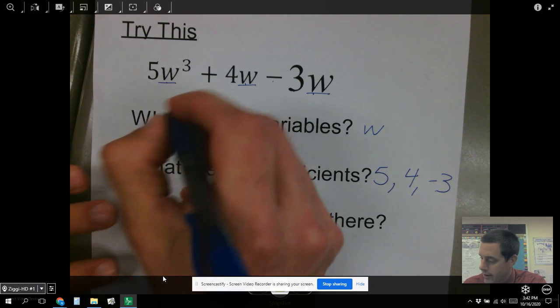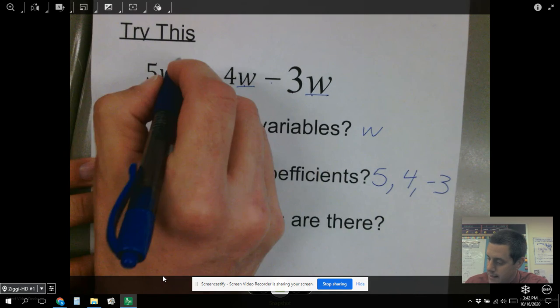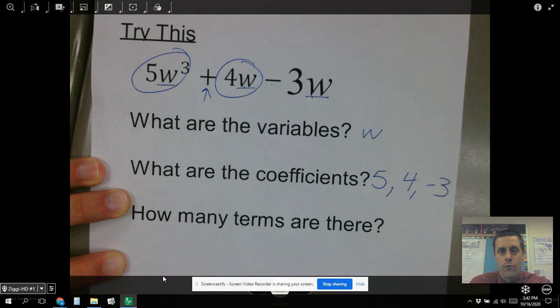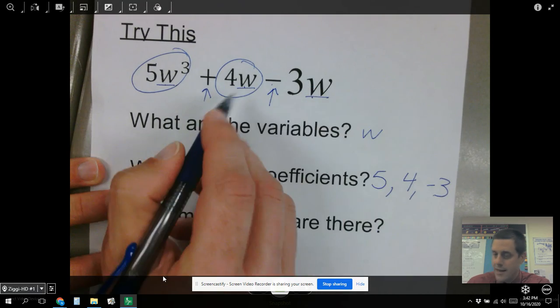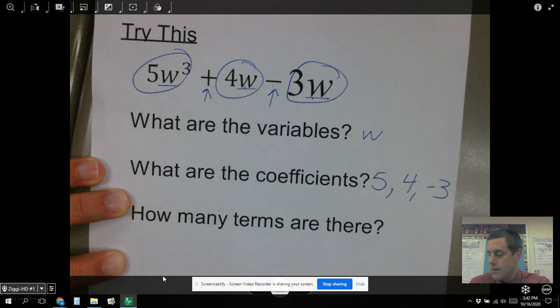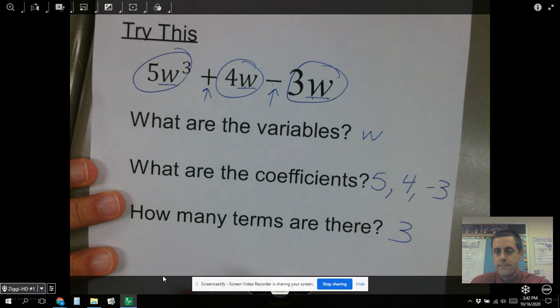Finally, how many terms are there? Here's a plus sign. What is it separating? It's separating 5w to the third power from 4w. And then we have a minus sign. That's separating 4w from 3w. 3 terms in the expression.